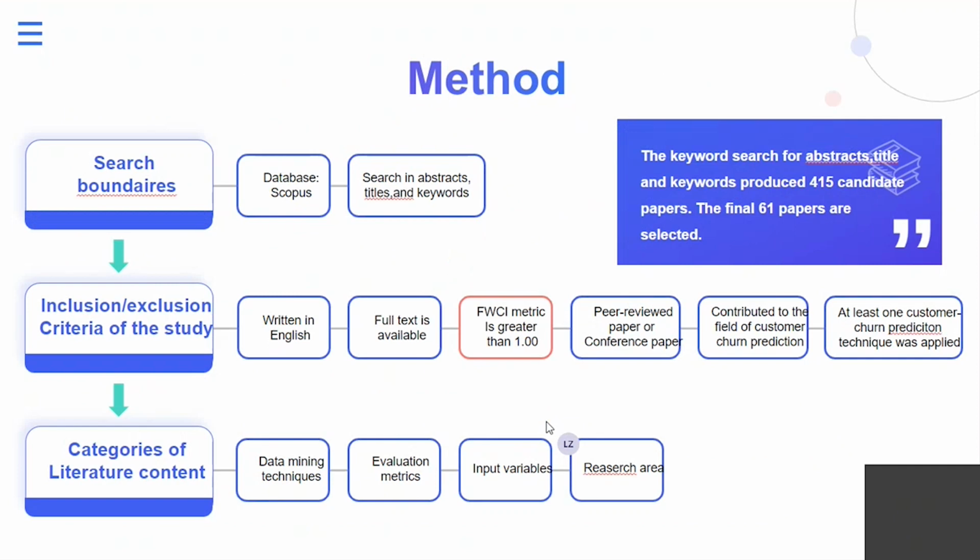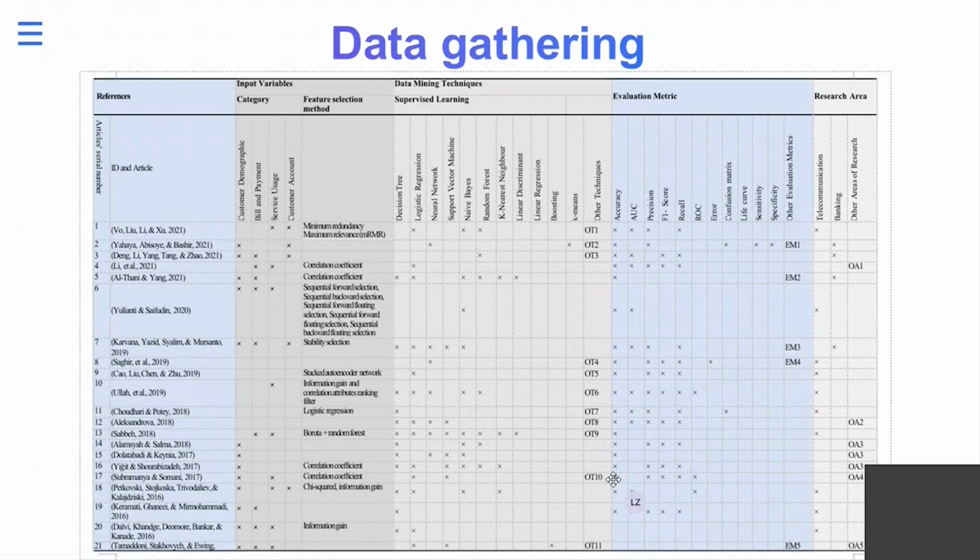As for the method, as we can see in the flow chart, I used the Scopus search engine, and the keyword search on abstract, title and keywords produced 415 candidate papers, and I set some inclusion and exclusion criteria. After screening, the final 61 papers were selected, and the full scientific analysis was achieved by categorizing the content of the selected 61 papers into 4 categories: data mining techniques, evaluation metrics, input variables, and research area.